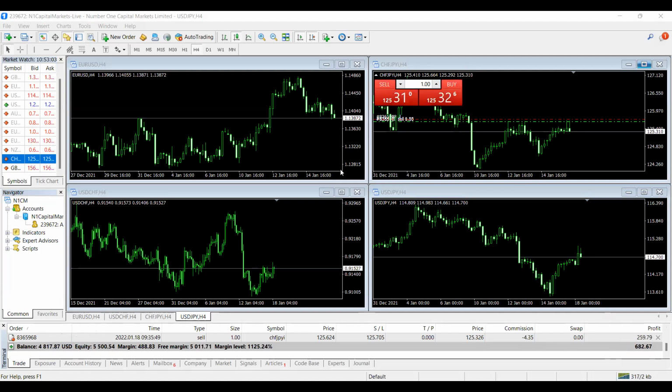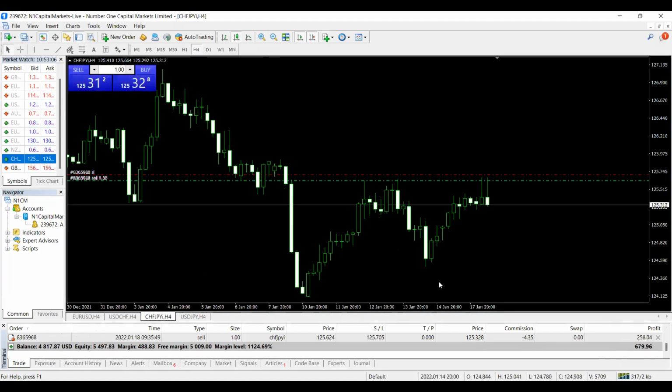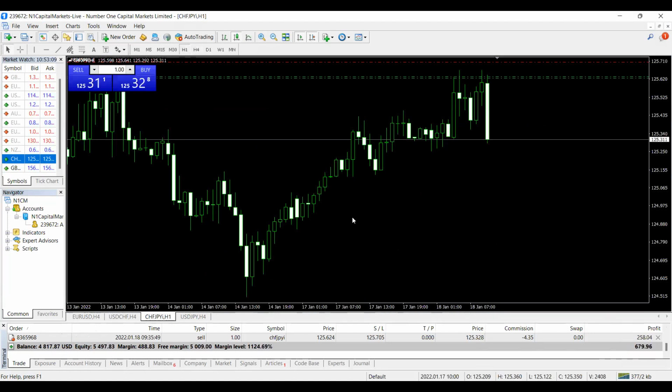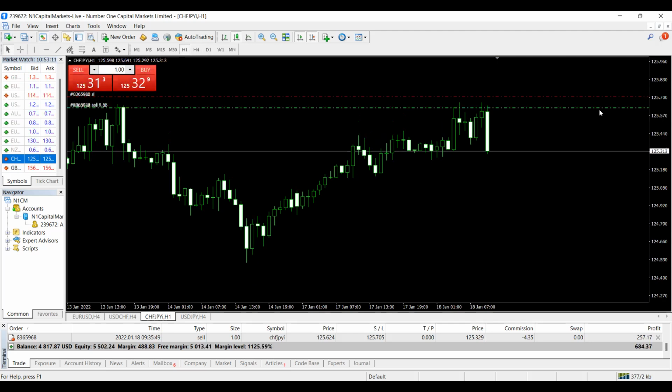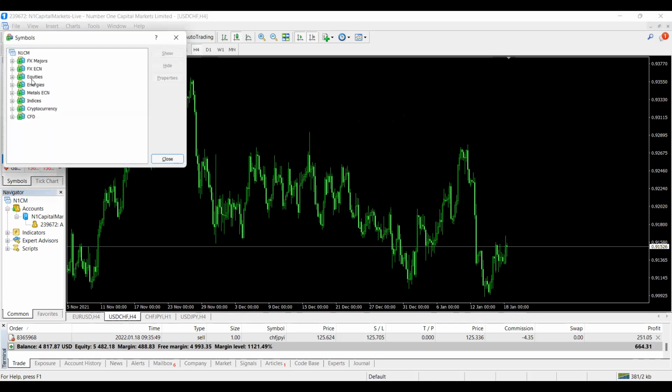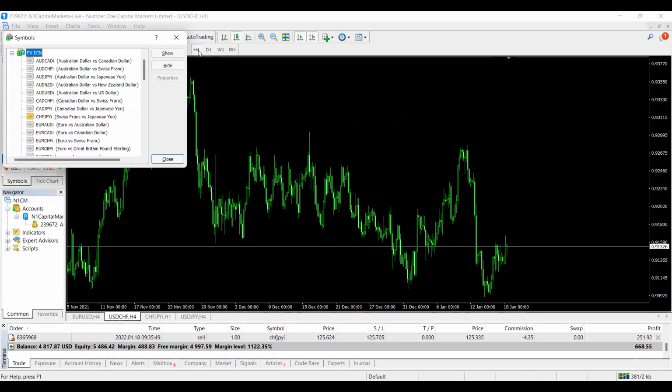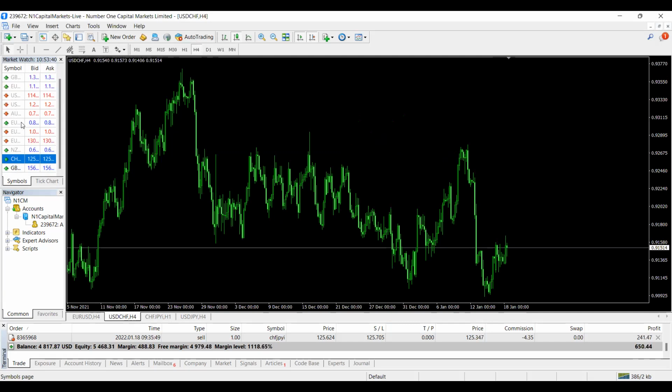The first one is for CHF JPY. And if I take you on a 4-hour time frame, you'll discover that my entry point was exactly on a sniper entry, and I used bigger lot sizes. Secondly, I also want to show you another one, which is specifically for GBP JPY. Let's go and look for it. Okay, GBP JPY is already there.